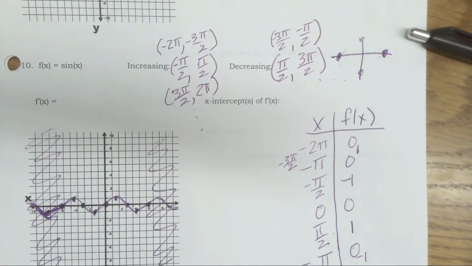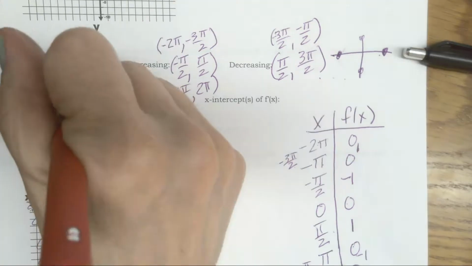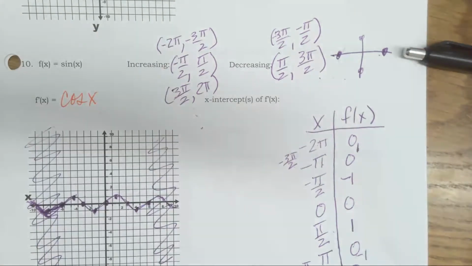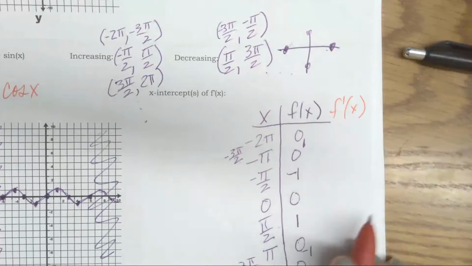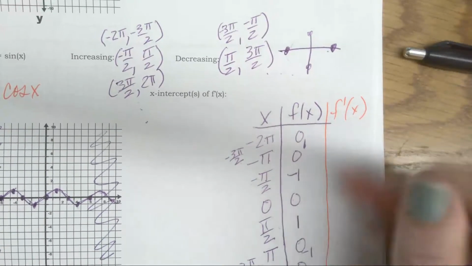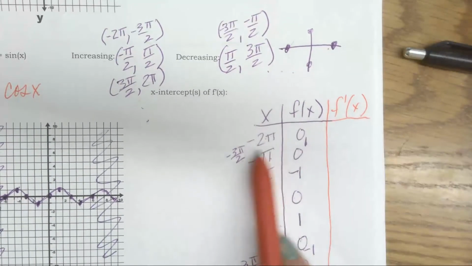Okay, so let's find our derivative. What's the derivative? What's the derivative of sine? Cosine. It is cosine. Yep. Okay, now we have to go through this process again, but I'm going to do it here. I'm going to use the same values, and I'm just going to make another piece of this chart, because we'll use these same guys again.